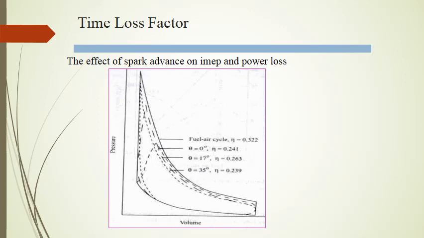Now for the actual cycles shown for the different ignition advances of 0 degree, 17 degree and 35 degree, we have the maximum area for the 17 degree. So IMEP for these three advances will be maximum for the 17 degree ignition advance, hence efficiency will also be maximum for this value of ignition advance.